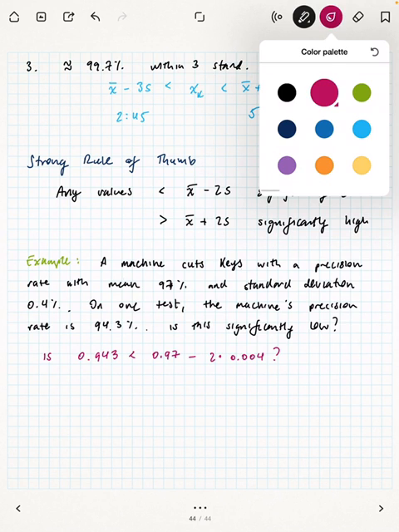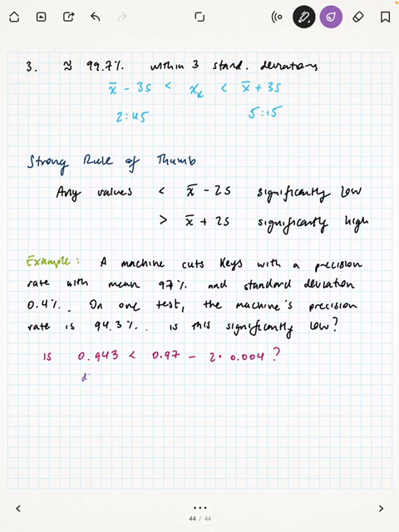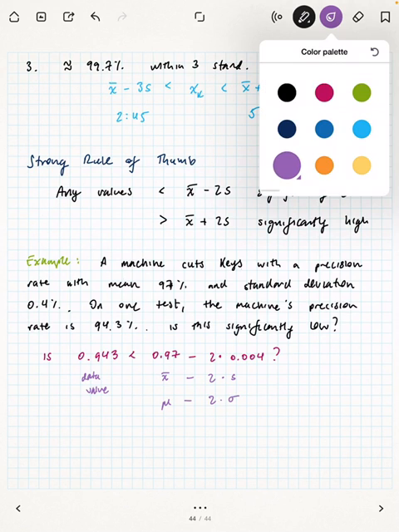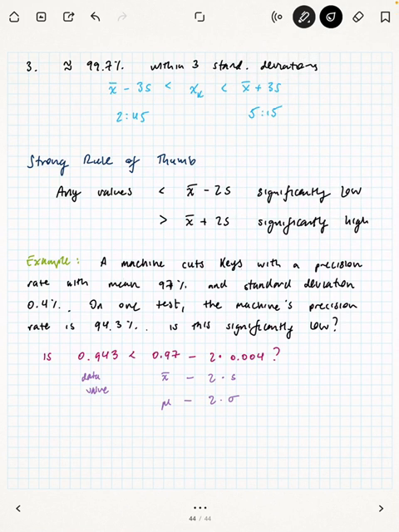So just to remind you, this is our data value. This is our mean, sample mean, but it also works with population mean. So it could also be like that, where instead of the sample mean, we're working with the population mean, and instead of the sample standard deviation, working with the population standard deviation. So this rule works for both cases. And then we would have to calculate that.